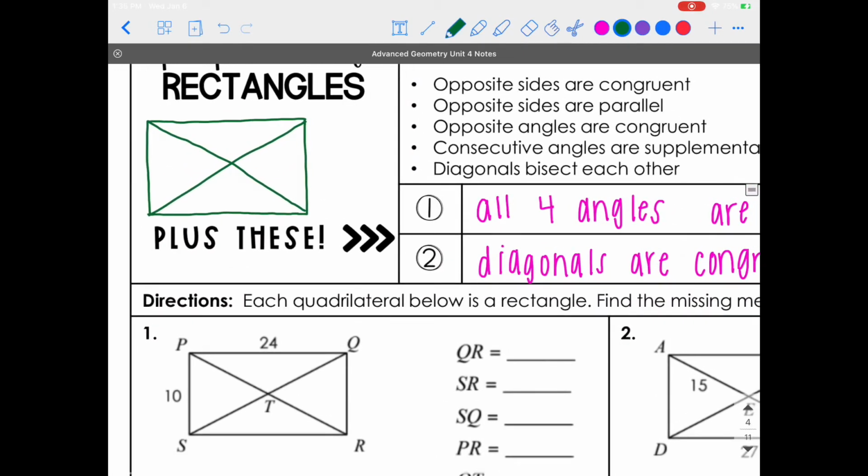And so we know that in a rectangle, all four angles are 90 degrees. We know that this side and this side are the same. The top and the bottom are the same. And so the diagonals. With a parallelogram, you learned that each part of a diagonal is congruent. And so in a rectangle, they are all four congruent. So they're all congruent.